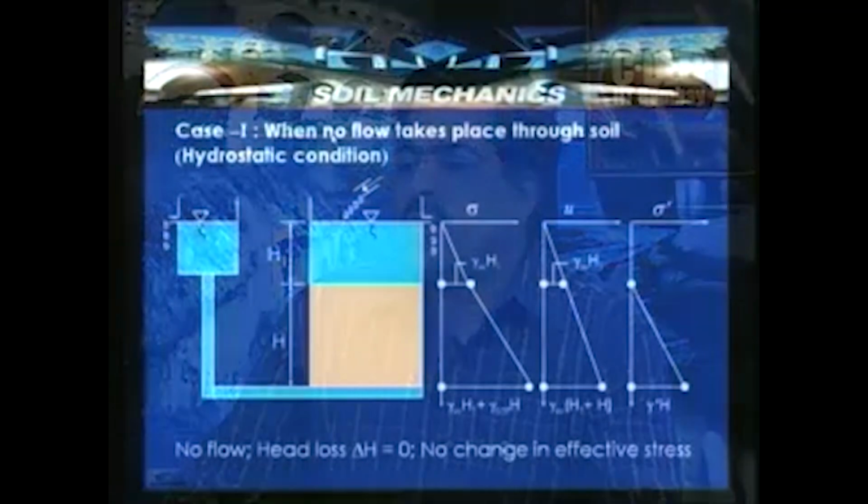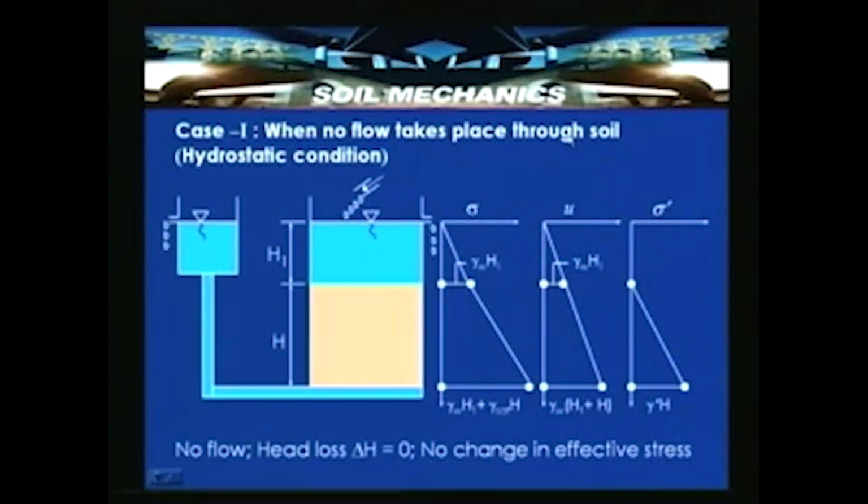So, now let us consider three different cases. In the first case, like what we did before when we discussed hydrostatic conditions when no flow is taking place, let us consider the same case again as case 1. So, case 1, when no flow takes place in the soil, that means hydrostatic condition.